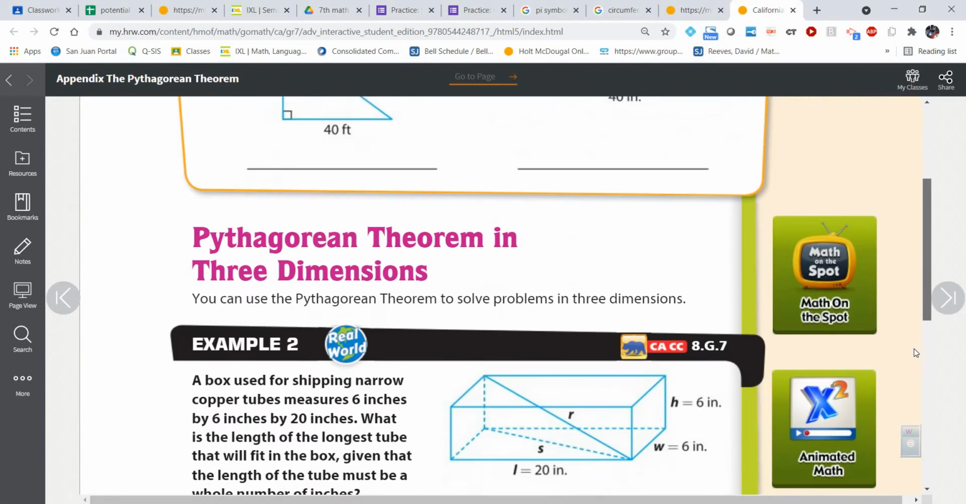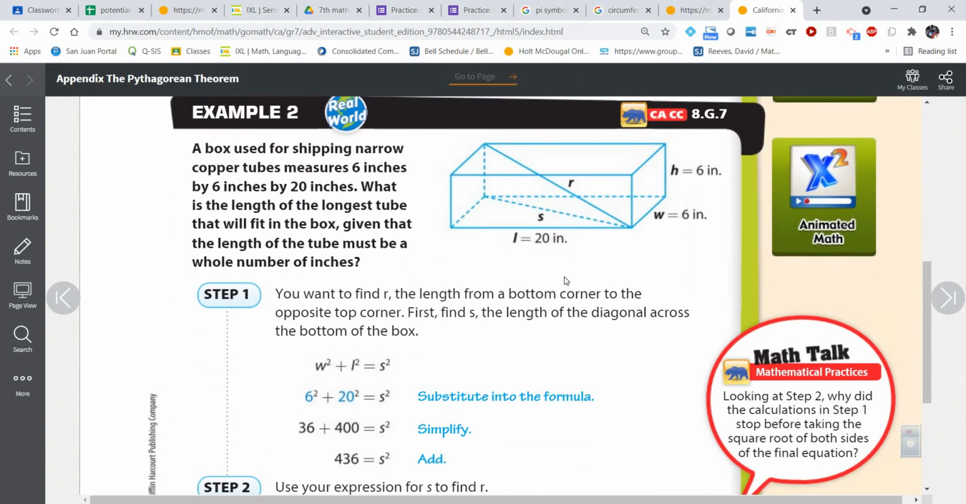All right, but here we go. You can also use the Pythagorean theorem in a situation like this. It says a box is used for shipping narrow copper tubes, and it measures 6 inches by 6 inches by 20 inches. So here's our length going across here, 20. Our width is 6, and our height is 6. What is the length of the longest tube that will fit in that box?